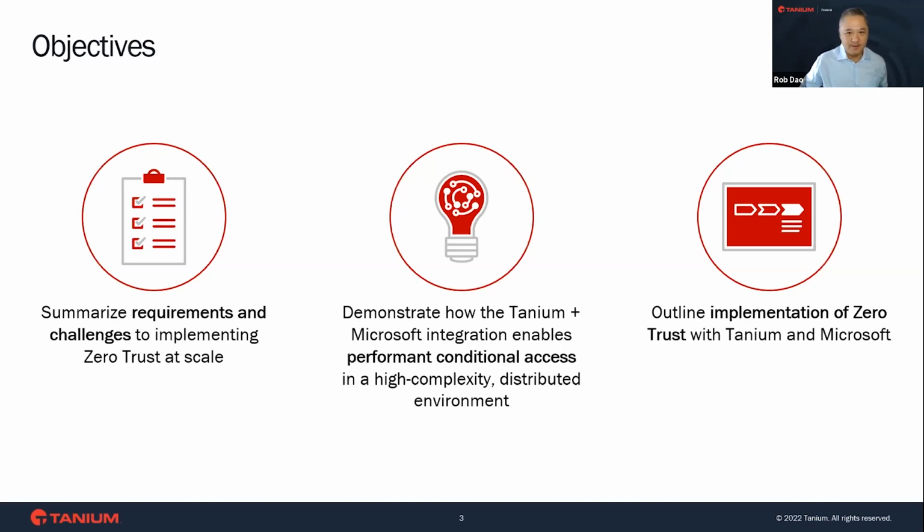But before we jump into it, you can't have a presentation without defining objectives, right? So let's go through those really quick. We're going to summarize requirements and challenges to implementing Zero Trust at scale. That's really super important because government is scale. It's a test of scale. So we'll do that. We're going to demonstrate. So we're actually going to do a demo of some of the key integrations that we've developed in concert with our partners at Microsoft that enables performant conditional access in highly complex, highly large, and highly distributed environments. And then finally, we're going to provide an outline of an implementation of Zero Trust with Tanium and Microsoft.